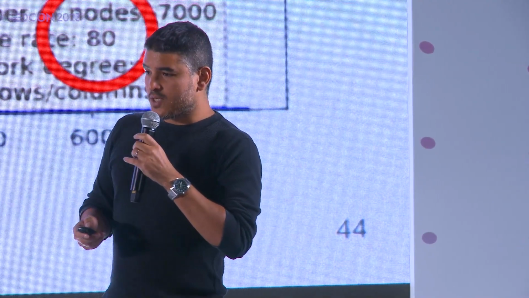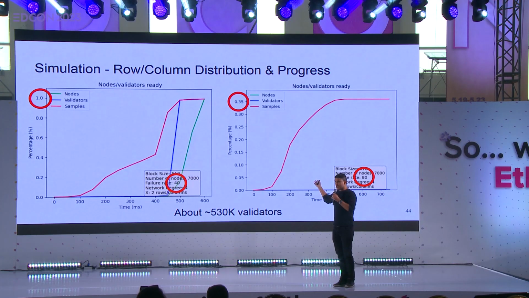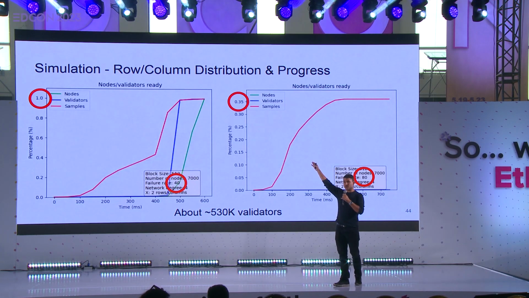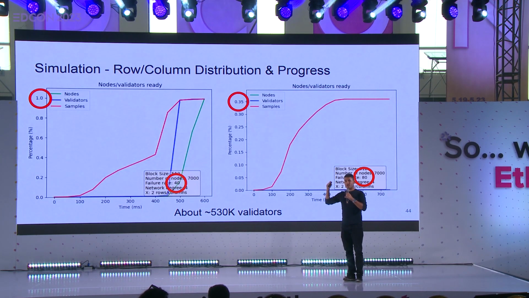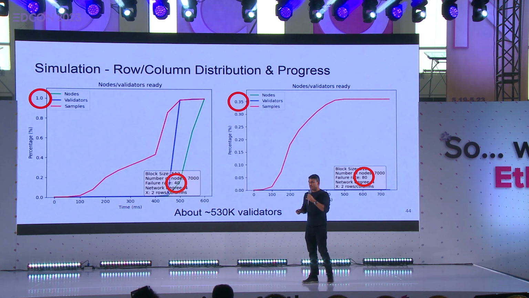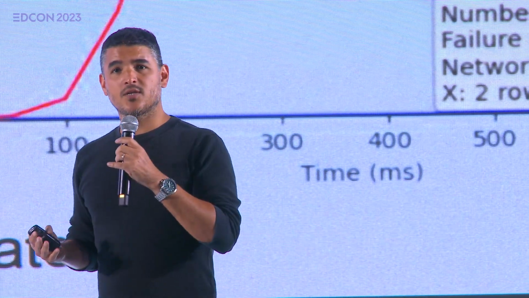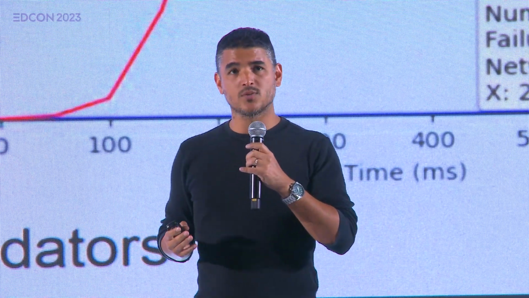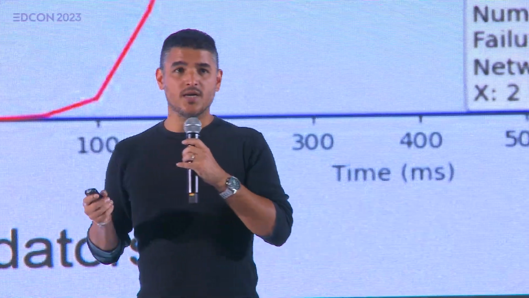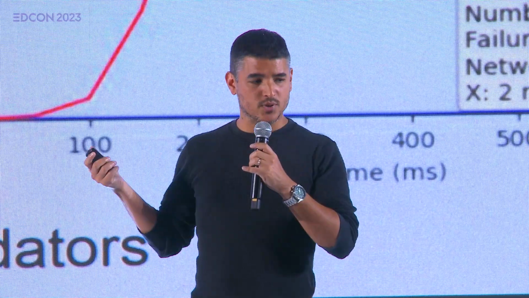On the left side, you see the same simulation I just presented, in which the red line goes to 100%, meaning that the block became available and everybody received the samples that they were supposed to receive. On the right side, you see a simulation where the blue line and the green line are non-existent because the validators didn't receive the data that they were supposed to receive. And this is because I increased the failure rate up to 80%.